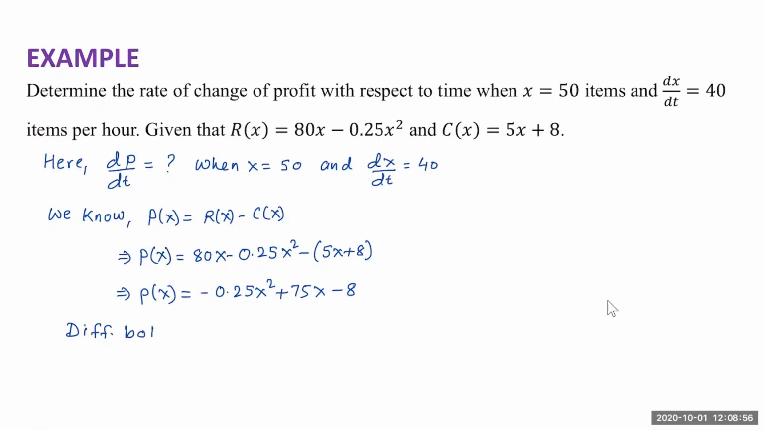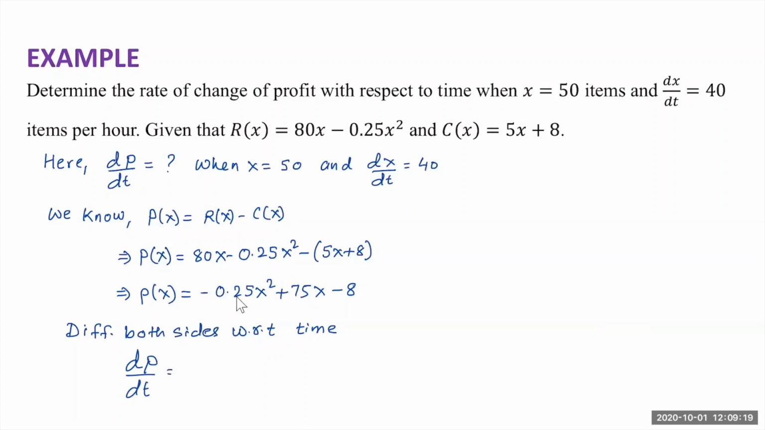Differentiating both sides with respect to time. On the left-hand side, we have profit differentiated with respect to time. So it is dp over dt, change in profit with respect to time. If you want to write that x there, that's okay.